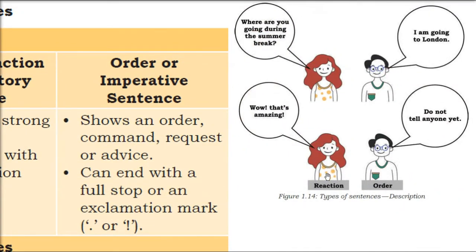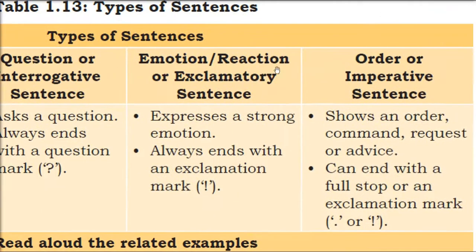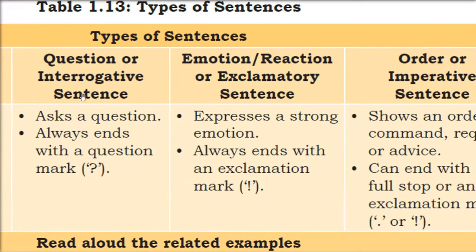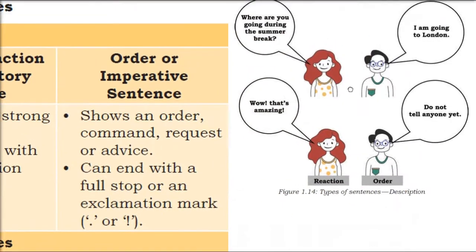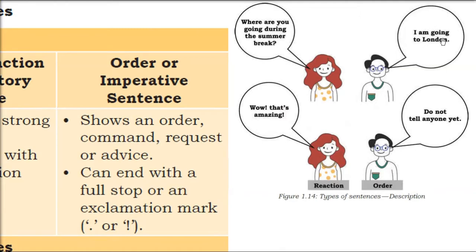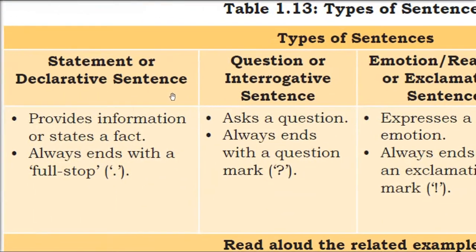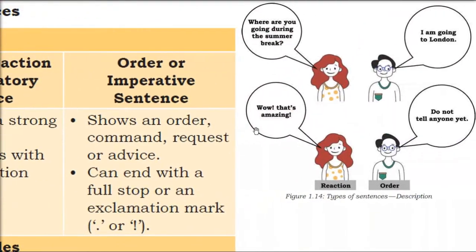Okay. See. Where are you going during this summer break? This is a question. So this is an interrogative sentence or a question. I am going to London. So this is just an information being given. Simple. So this is just a statement or a declarative sentence. So this is providing an information or stating a fact.